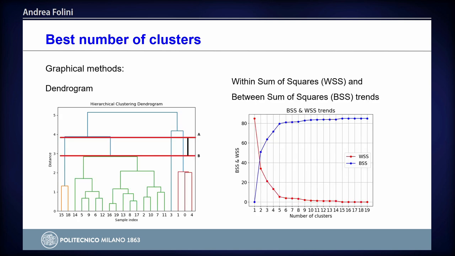Another choice that we have to make before running a clustering algorithm is the choice of the number of clusters that we want to divide our population into. Unless we already know the target number, this is a difficult choice, which is usually done with graphical methods. Here we can see a dendrogram of hierarchical clustering, which shows the entire hierarchy of clusters, how they are formed, and at which distance they are merged. The other one is a graph that shows the within sum of squares and between sum of squares trends, which are respectively two indexes that show how dense the clusters are and how far different clusters are from each other.